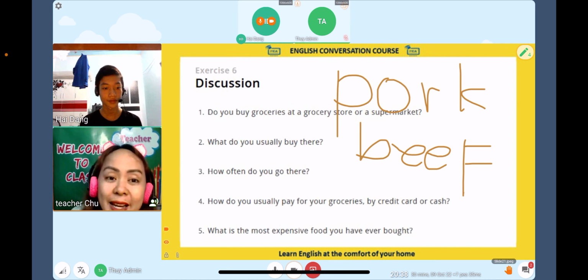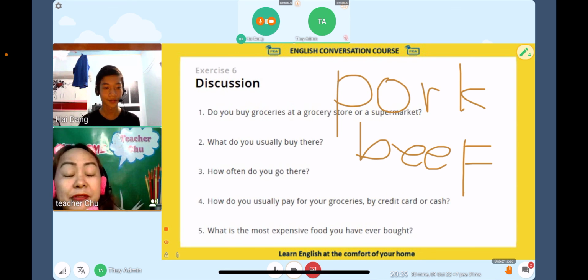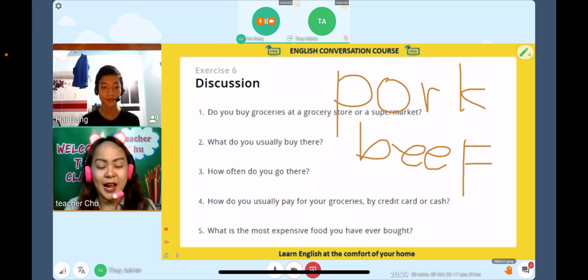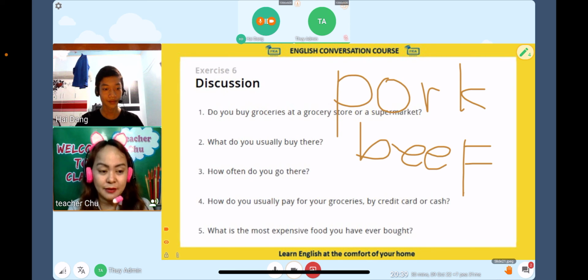Rice. But how about rice in Vietnam? You have very nice rice in Vietnam. Is it expensive? No, in Vietnam it's very cheap. Wow. Rice is cheap? Yeah. In the Philippines, very expensive. I like Vietnam rice. The Vietnam rice is so yummy. And in the Philippines, Vietnam rice is super expensive. Yes. Okay.